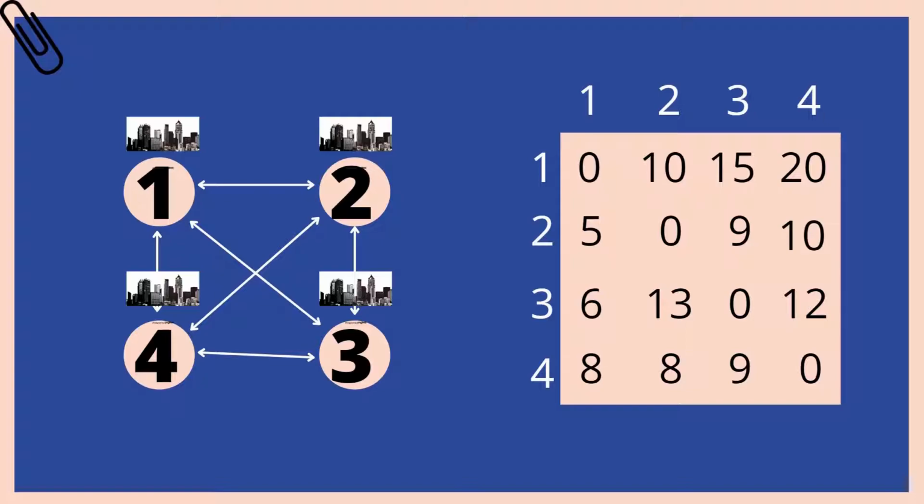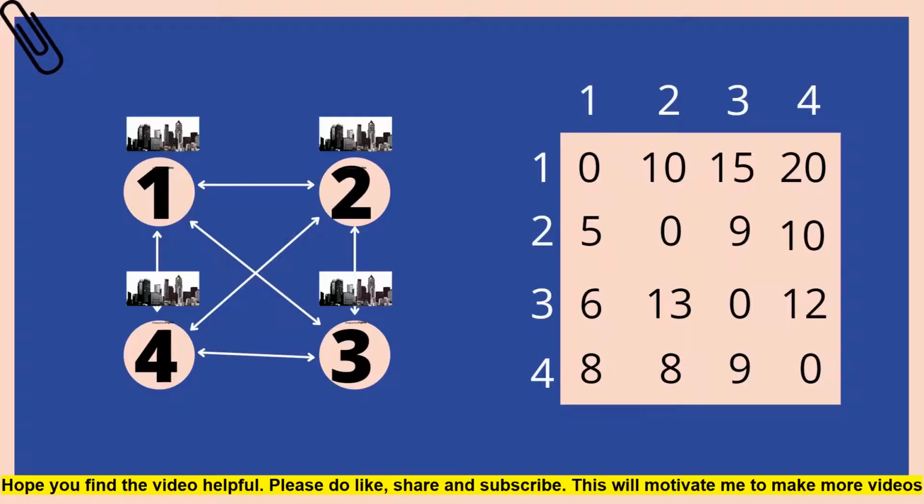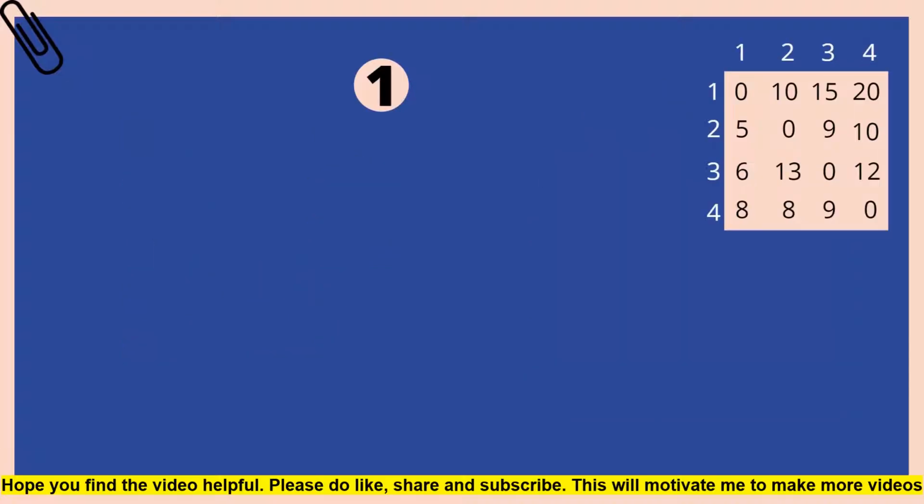So this is a graph where the vertices of this graph are the cities and the edges are the paths from each and every vertex, and we are given a cost matrix so that we can know the distance from one city to another. So let us start with a brute force approach. Then I am going to tell you the formula which we will be using in our dynamic programming approach. Let us start from city 1.